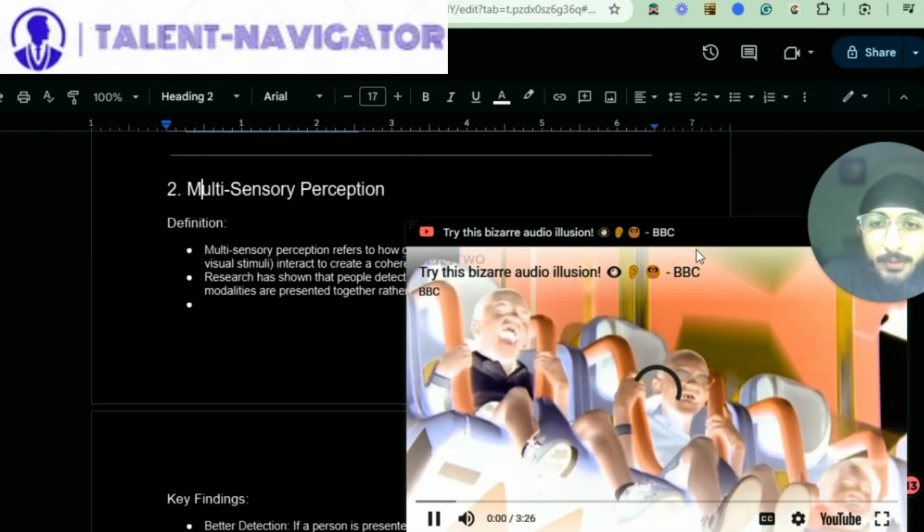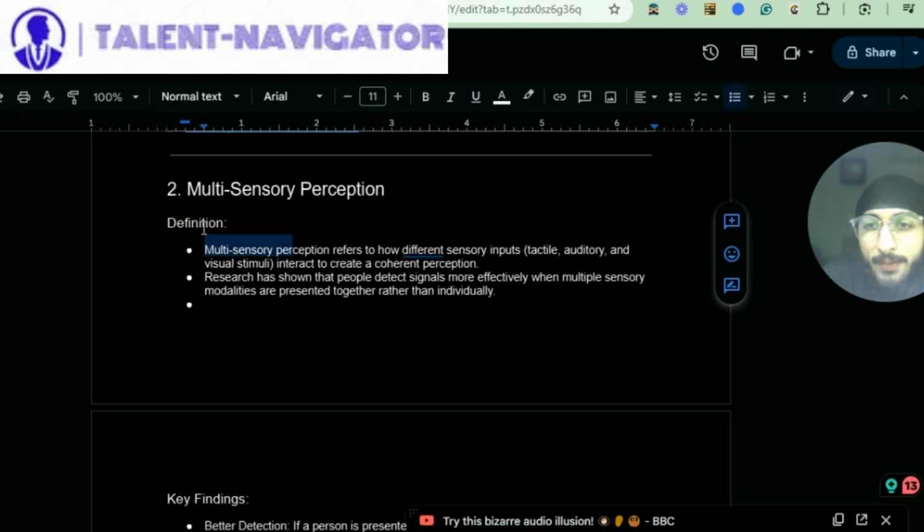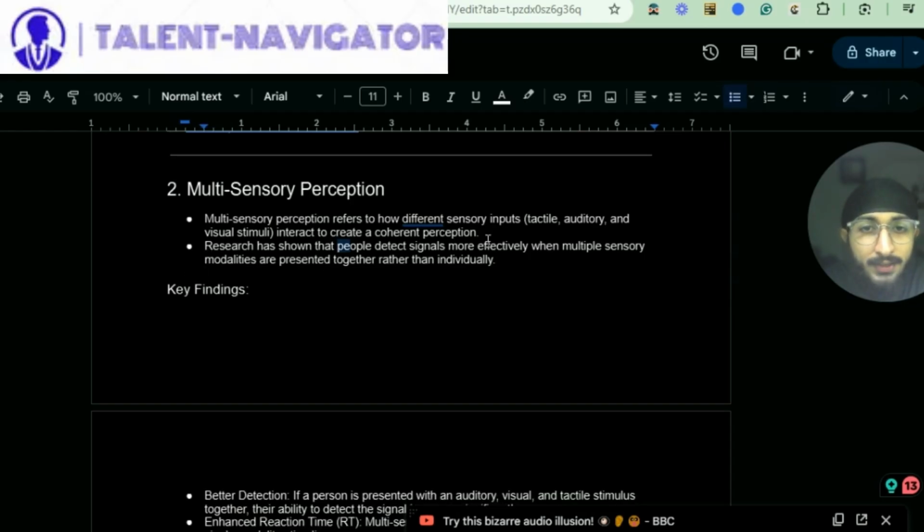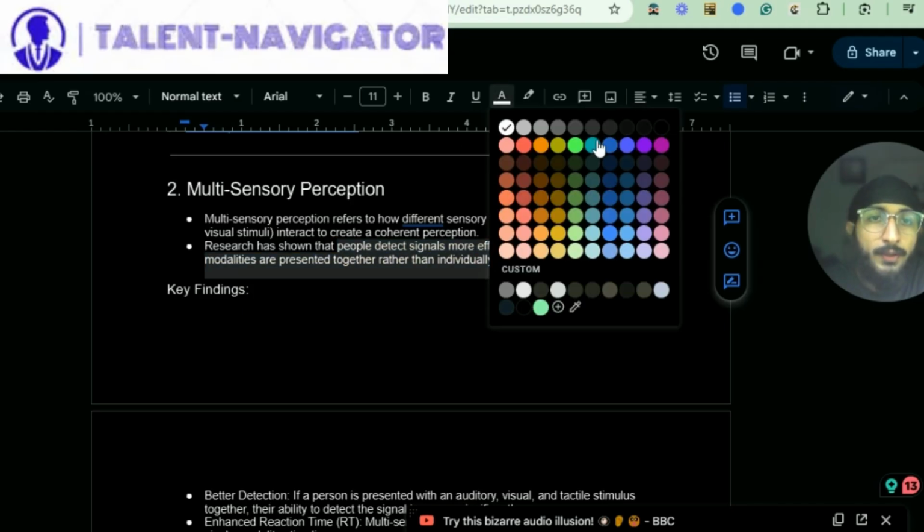And multisensory perception. Multisensory perception definition: multisensory perception refers to how different sensory inputs, tactile, auditory, and visual, interact to create a coherent perception. Research has shown that people detect signals more effectively when multiple sensory modalities are presented together rather than individually. So we'll highlight that.